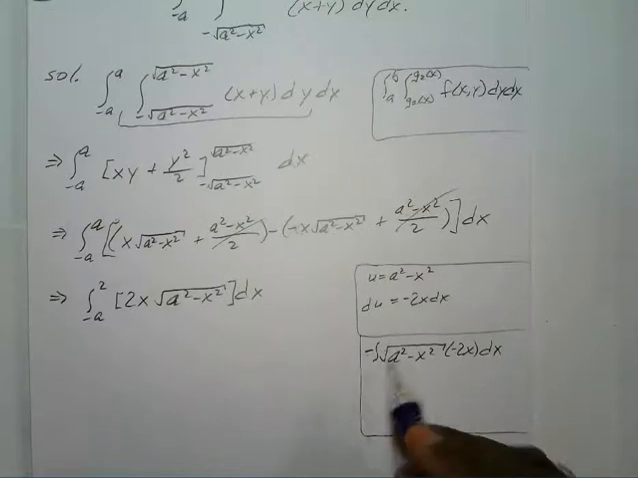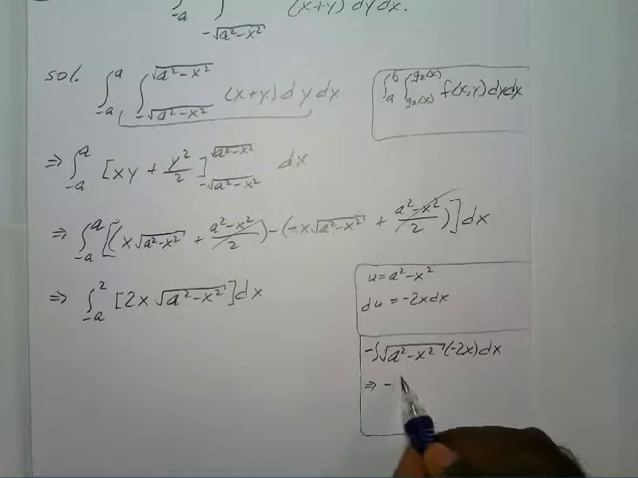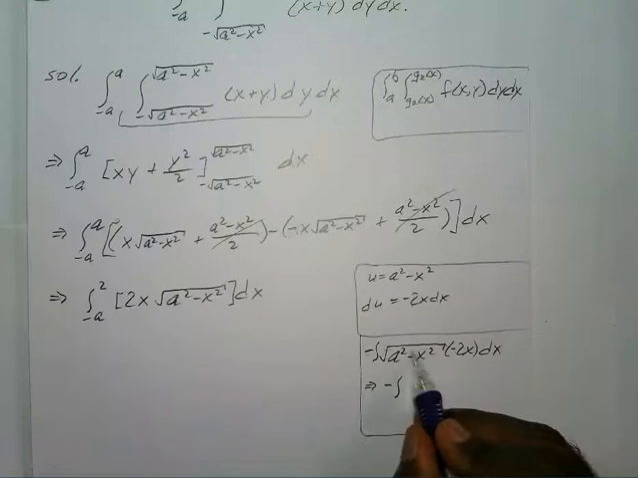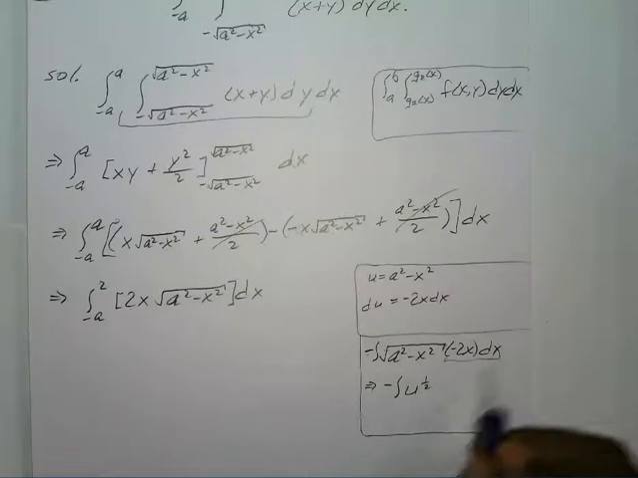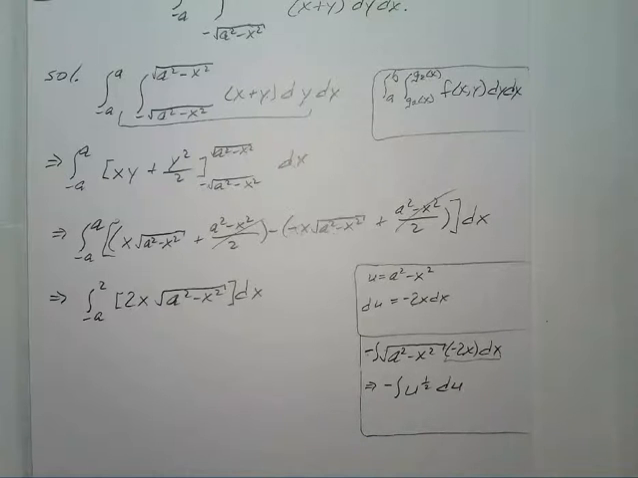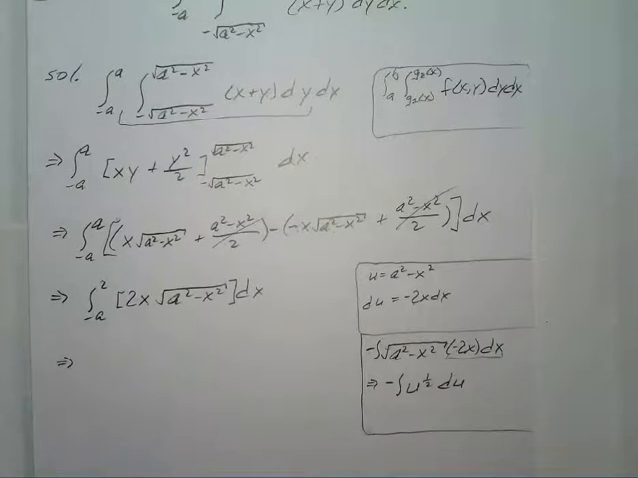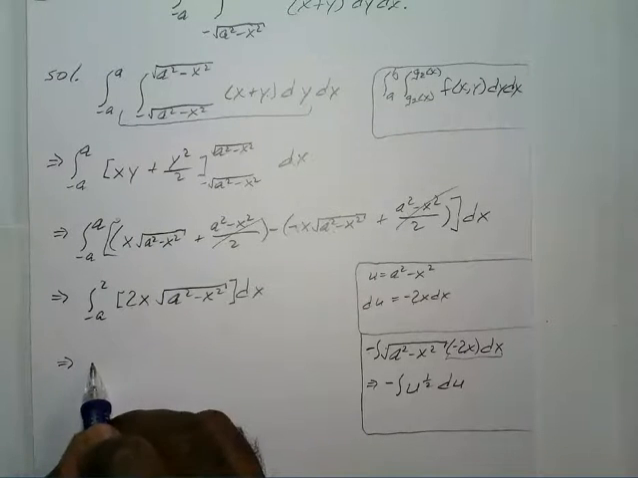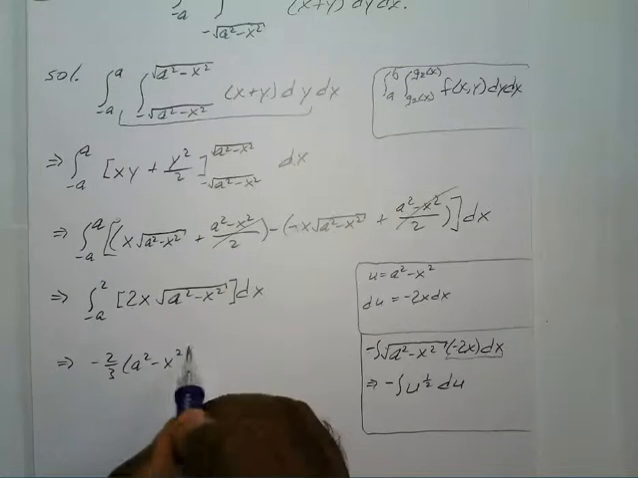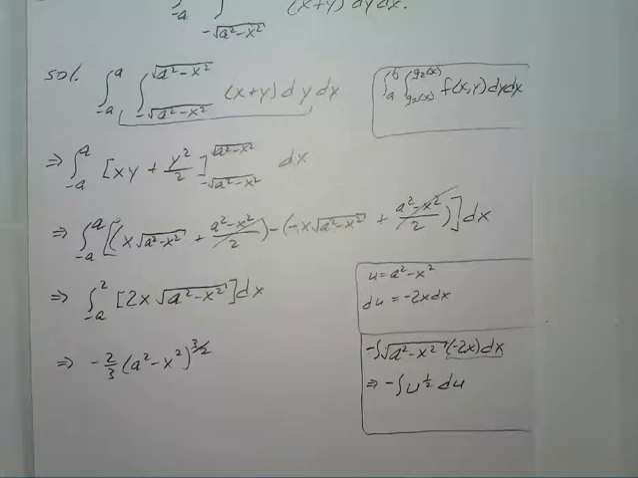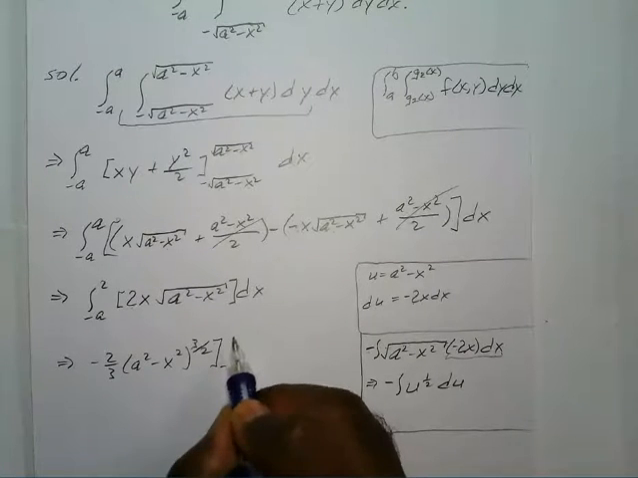Okay, so really this is just the negative integral of u to the 1/2 power instead of our square root. So u to the 1/2, and this is our du. Okay, so that will just give us u to the 3/2 power over 2/3. So I'll just finish writing that over here. So we have negative 2/3 a squared minus x squared to the 3/2 power. And remember, that's from negative a to a.